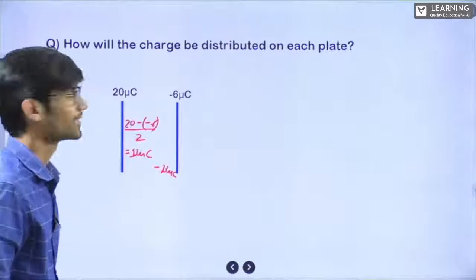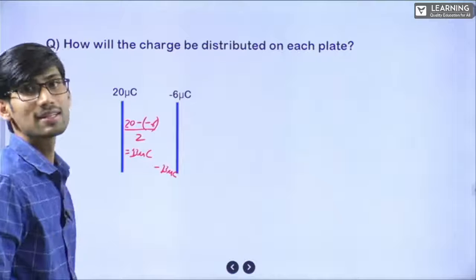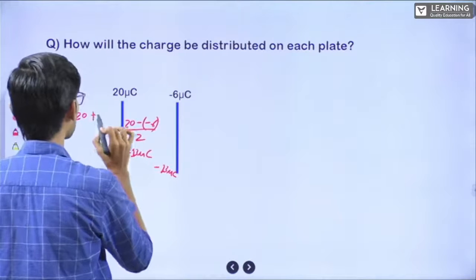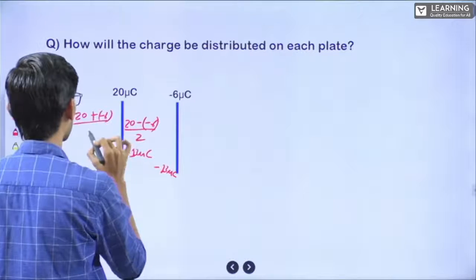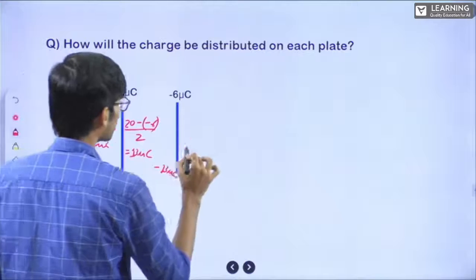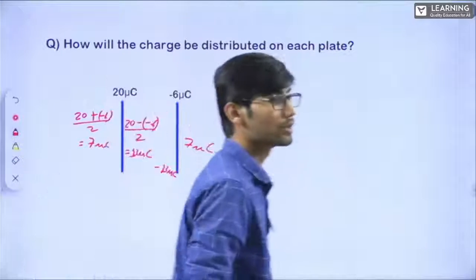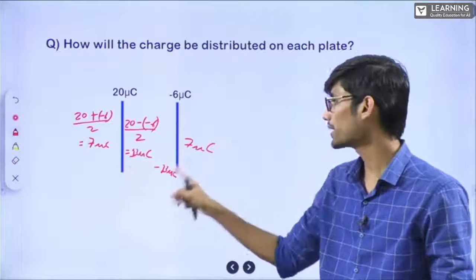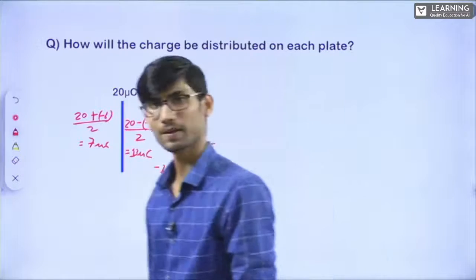Correct? Outside, sum by 2. Sum by 2 means 20 plus minus 6 by 2, that is 14 by 2, that is 7 microcoulomb. Here also it will be 7 microcoulomb. Outside, in both the plates it is same. Now if you see the sum, 7 plus 13, 20, minus 13 plus 7, minus 6. Clear?